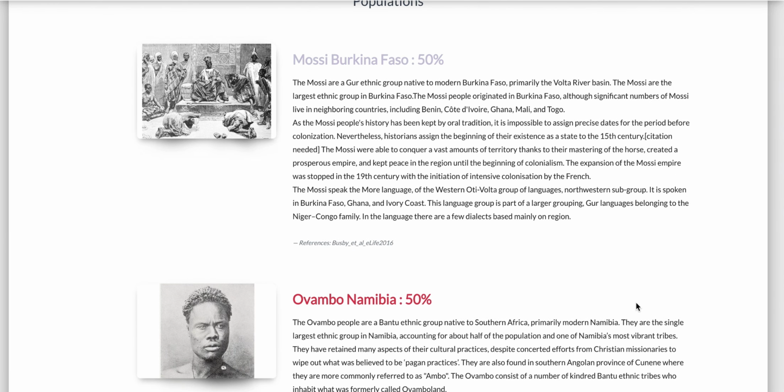I guess I can read a little bit of the Mossi, Burkina Faso, and then I'll read a little bit of the Ovambo, Namibia. The Mossi are a Gur ethnic group native to modern Burkina Faso, primarily the Volta River Basin. The Mossi are the largest ethnic group in Burkina Faso. The Mossi people originated in Burkina Faso, although significant numbers of Mossi live in neighboring countries, including Benin, Cote d'Ivoire, the Ivory Coast, Ghana, Mali, and Togo. Oh, that's interesting. I didn't realize that. Mossi also live in these other regions too. So that is very interesting.